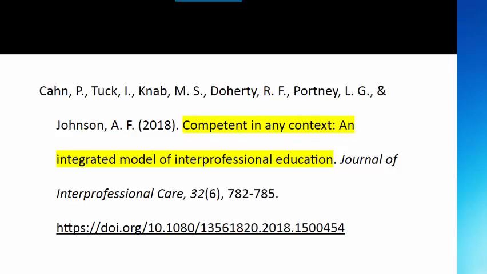Of course, you do make an exception for proper nouns, and you leave those capitalized. So, for our example, if the title were Competent in Any Context, an Integrated Model of Interprofessional Education in the United States, the U and the S for United States would be capitalized. And once again, the article title ends with a period.